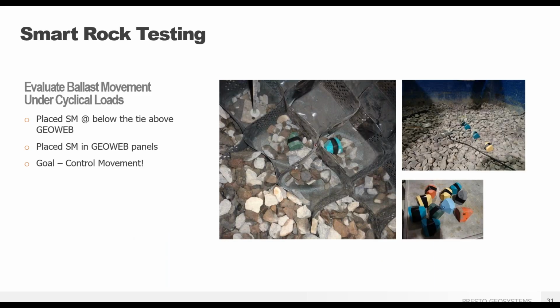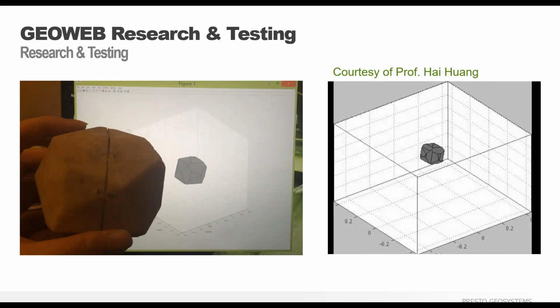Basically, to look at that ballast movement, like I said, we put those smart rocks inside the GeoWeb panels here. But I also wanted to see the movement between the ballast, the bottom of the tie, and the top of the geocell panel. So we had a 12-inch ballast here, and we put those smart rocks 6 inches below the tie and 6 inches above the geocell panel.